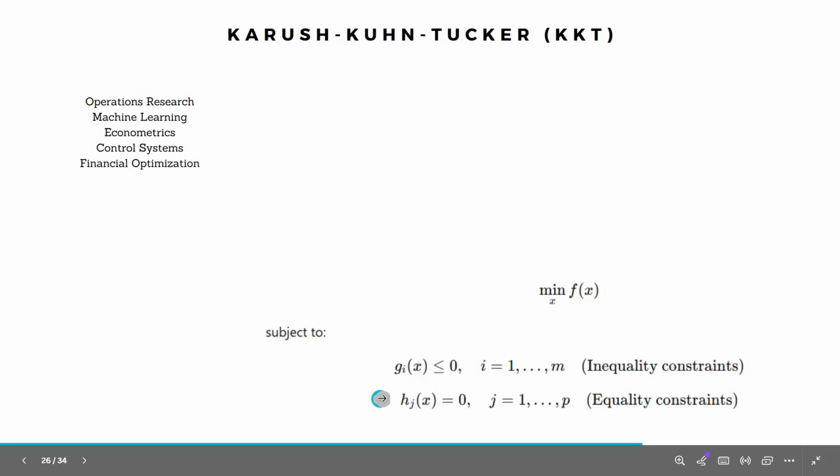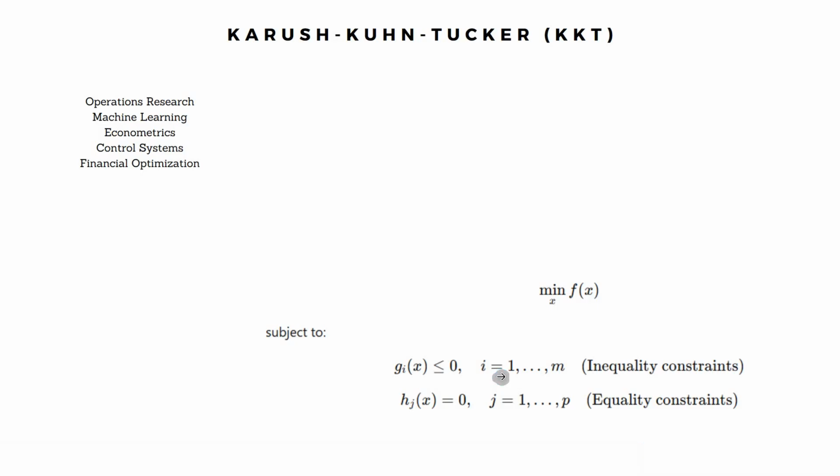The second type of constraint is an equality constraint. These are written like that: h sub j of x equals 0, where j runs from 1 to p. This means there are conditions we must meet exactly. For example, if we are balancing supply and demand, the equality constraint ensures that supply equals demand.